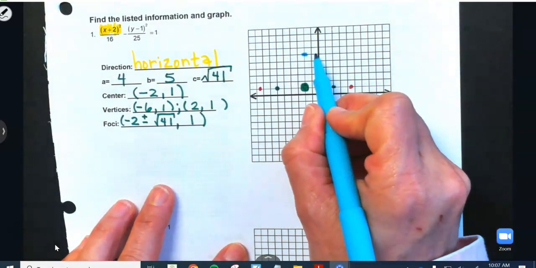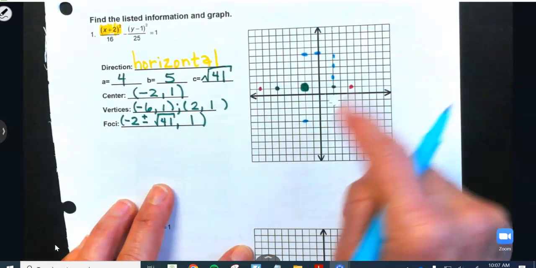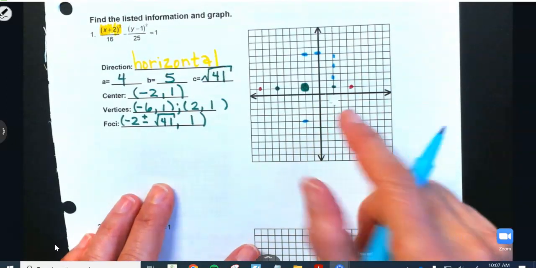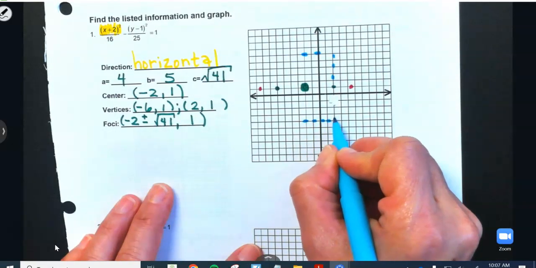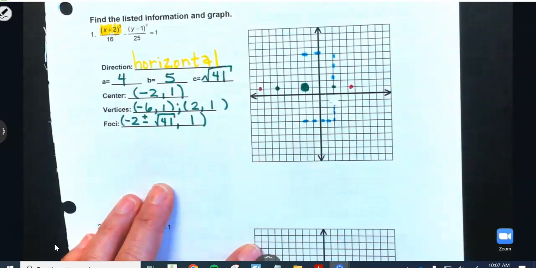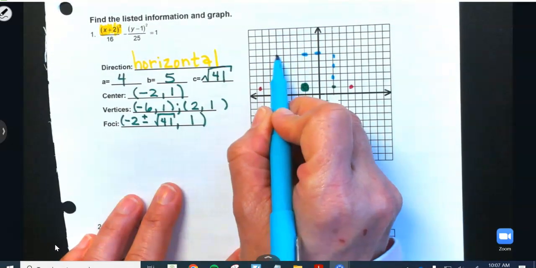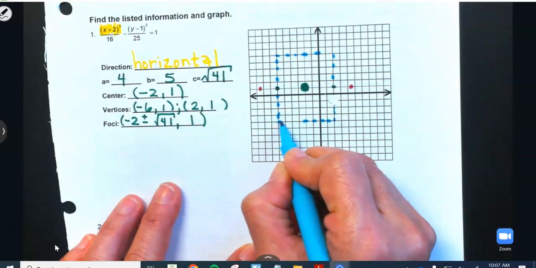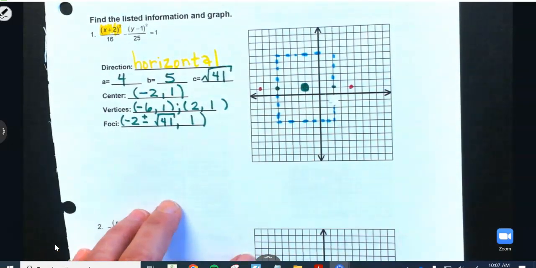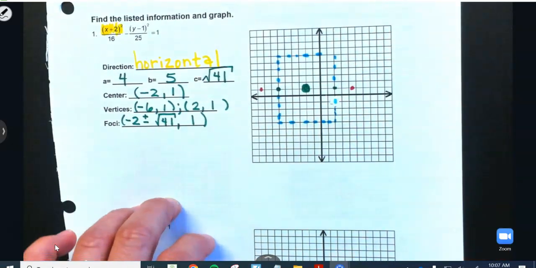So the invisible box stops on the same exact line where you plotted your vertices. So I'm drawing an invisible box, but the sides are on the same line where the vertices are. And I know to go how high because the height up and down is the b value. All right, do you guys see my little box here? Any questions on that box?